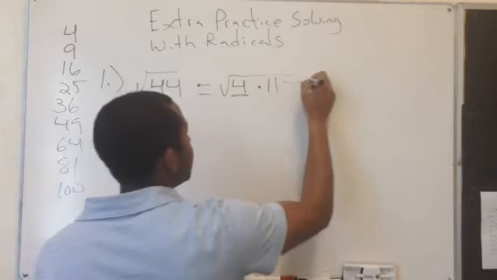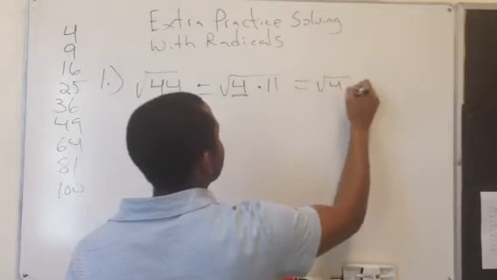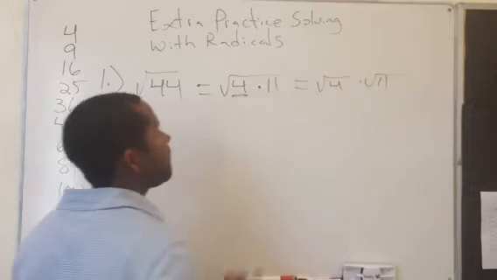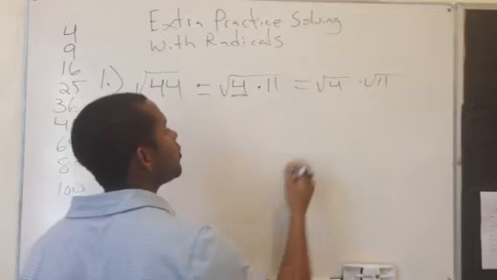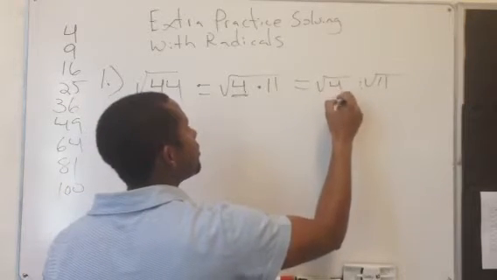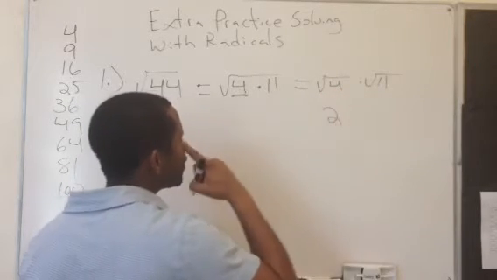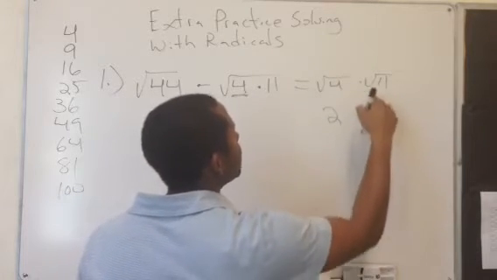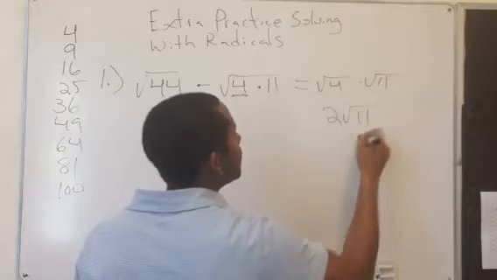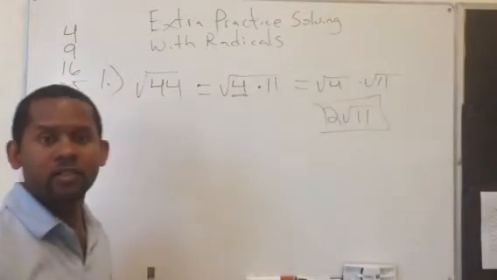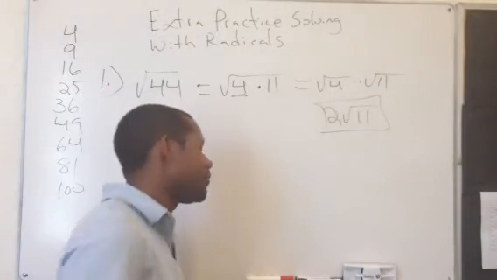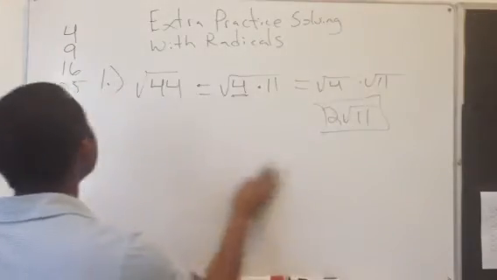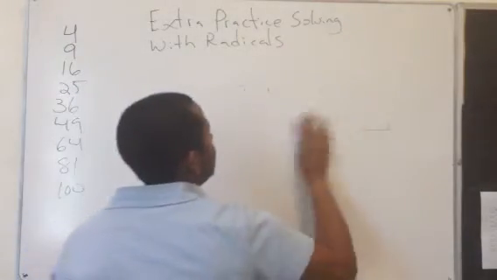That's a key. So I'm going to break this down into the square root of 4 times the square root of 11. The whole reason I brought out the square root of 4 is because the square root of 4 turns into 2. I can solve that. The square root of 4 is 2. Square root of 11, I can't do anything. So there's my final answer. 2 square root of 11. I'm feeling good. I'm feeling like a really smart guy. All right.